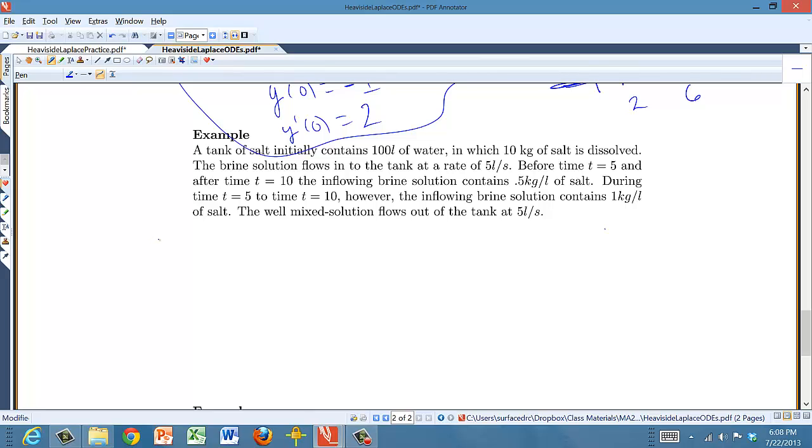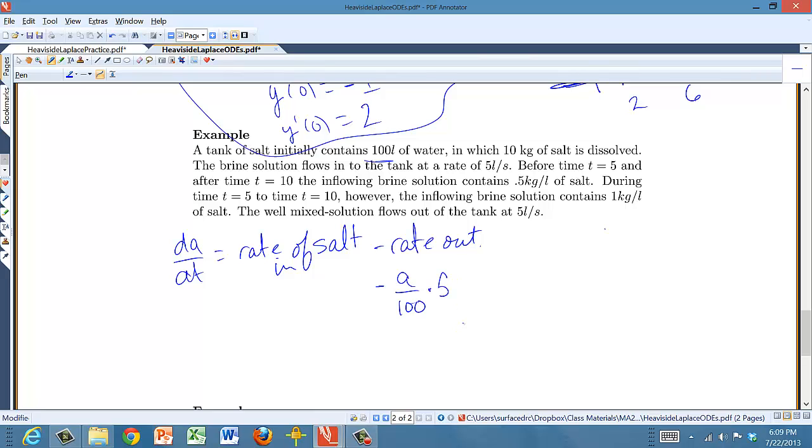So if A of t is the amount of salt in the tank at time t, then dA/dt is the rate of salt in minus the rate out. The rate out is going to be what it always is, so that is the concentration of salt in the tank, and there's always 100 liters of water in the tank, so that's A over 100 times the rate at which solution is leaving the tank, which is 5.